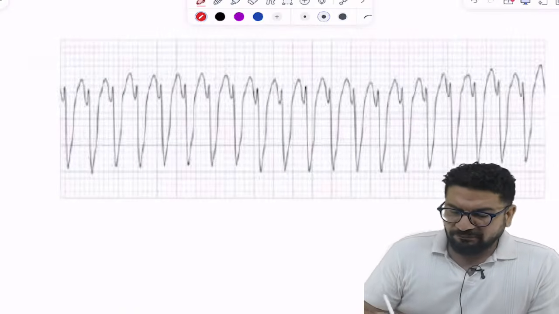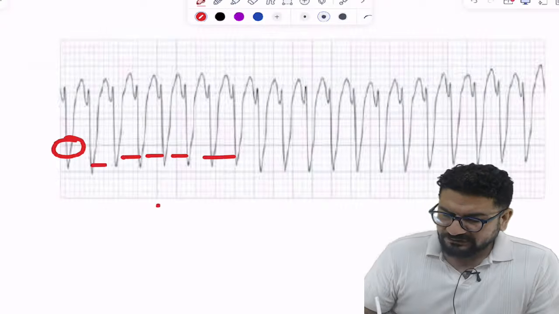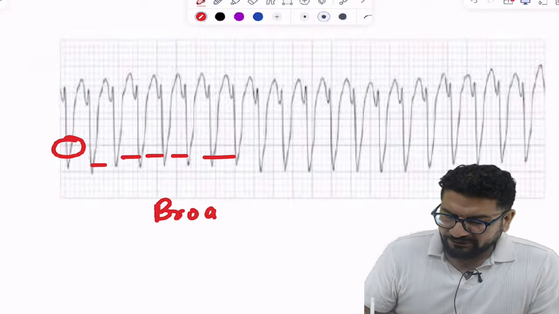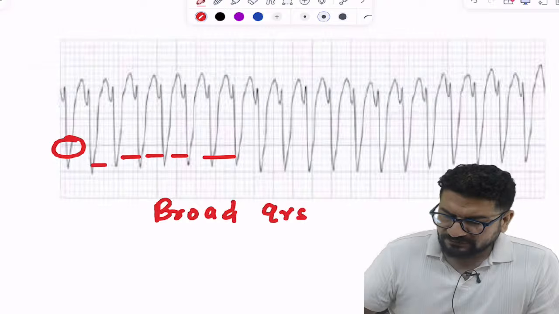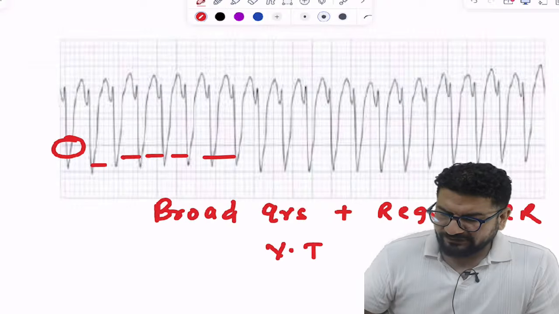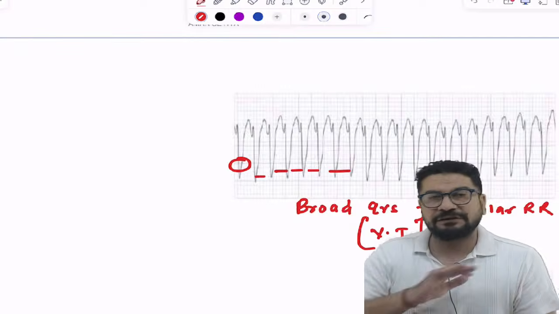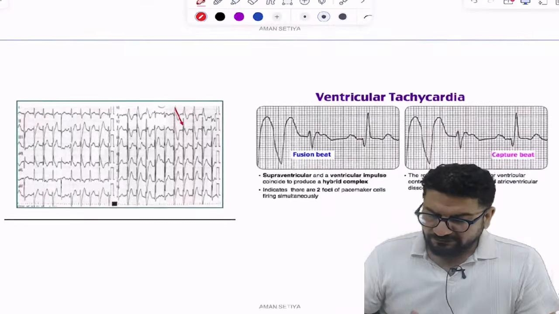Okay, now look at this. Now in this you can see a broad QRS but regular RR. So when you see a broad QRS with regular RR, this ECG is for VT. VT means ventricular tachycardia. So I am discussing all the important ECGs.